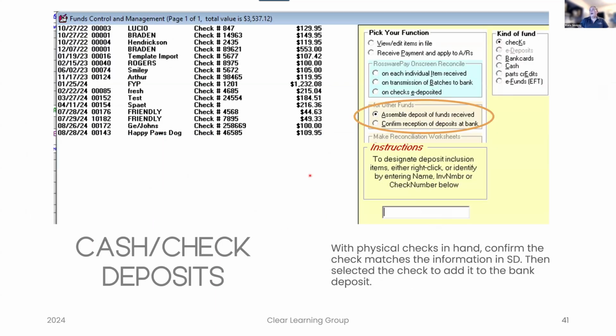The next thing we have here is when you have those physical checks or that cash in hand, you're going to want to make a bank deposit. That is again in control F9. Right here, you're going to go for other funds, and you're going to choose to assemble a deposit of funds received.